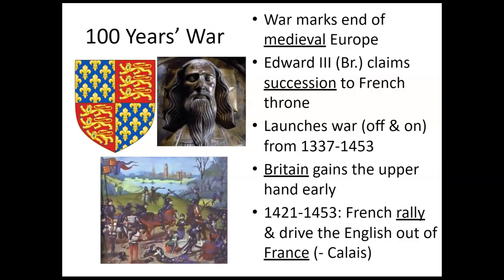All right, now we're going to move on, and like I said, we'll read more about the plague and look at some stuff in class, but we're going to move on to the 100 Years' War. The 100 Years' War marks really the end of medieval Europe, and it's that transition period to the Renaissance. And what ends up happening is Edward III claims the succession to the French throne. If you guys remember, how is he able to do that?